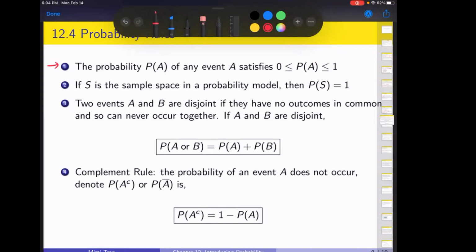Let me write something here. All right, the probability of all possible outcomes, in the simplest way, should add up to 1.